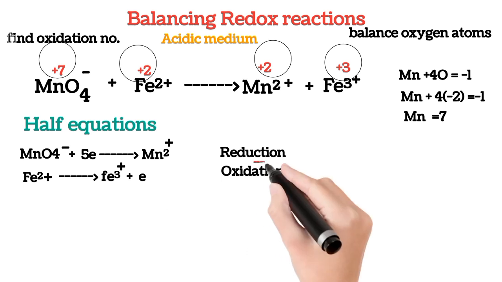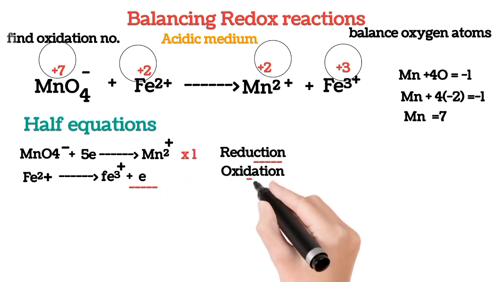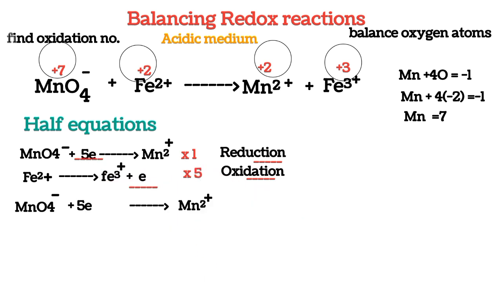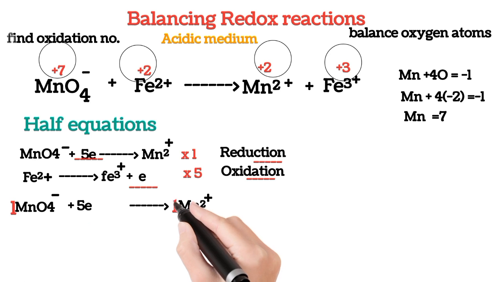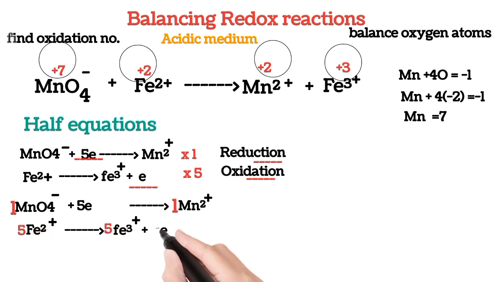Oxidation. Now, to balance the electrons, we multiply the reduction process by the number of electrons in the oxidation process, which is 1, and we multiply the oxidation process by the number of electrons in the reduction process, which is 5. So the reduction process now will give us MnO4 minus plus 5 electrons to give you Mn2 plus. Each of them multiplied by 1, you have 1, 1, 1. Then the oxidation process, when you multiply by 5, you're going to multiply Fe2 plus by 5, Fe3 plus by 5, and e by 5. So you're going to have 5 Fe2 plus, giving you 5 Fe3 plus plus 5e.